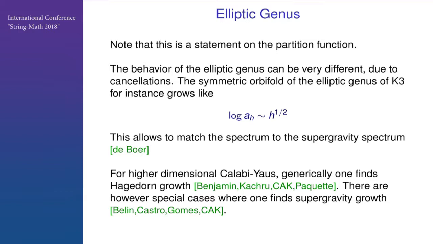And this is actually important because this allows the precise matching of the number of states to the supergravity states. So the point is that there are so many cancellations in the elliptic genus that most of this exponential number of states simply cancel out. The other interesting point here is that I stressed that previously for the partition function, the result was essentially independent of the seed theory that we chose, but it turns out for the elliptic genus it makes a big difference. So this is true if you start out with K3. If we start out with a higher dimensional Calabi-Yau and take its symmetric orbifold, then generically we will get a different behavior. Namely, again, we'll get Hagedorn growth. Okay, but let's return to partition functions now.